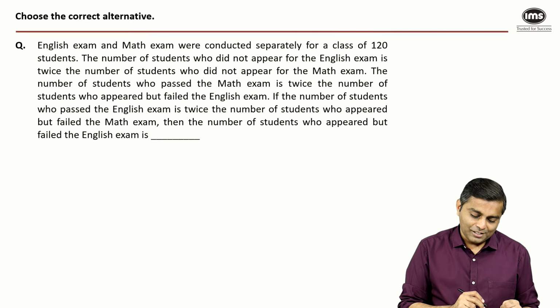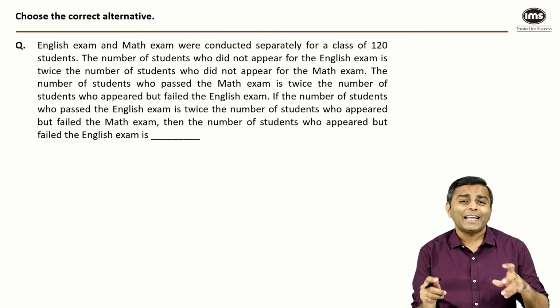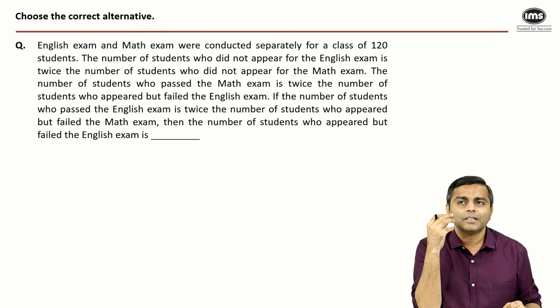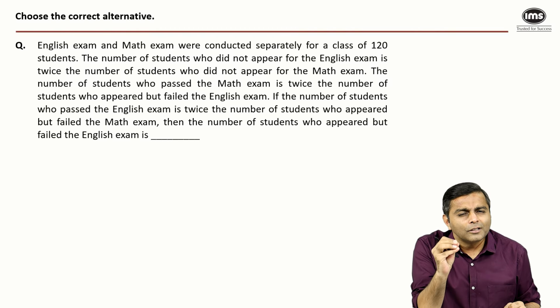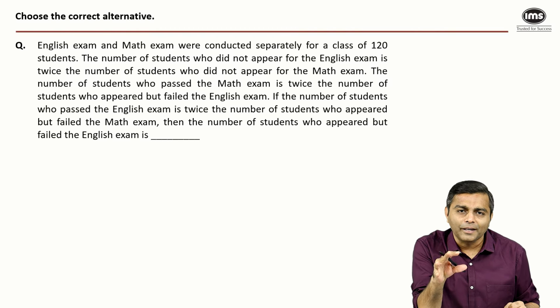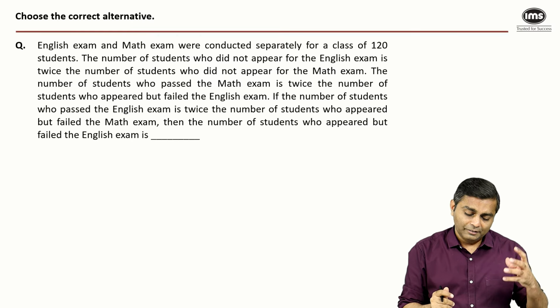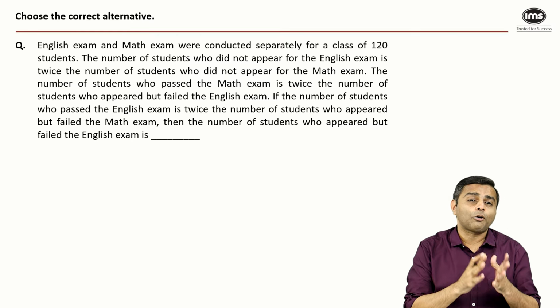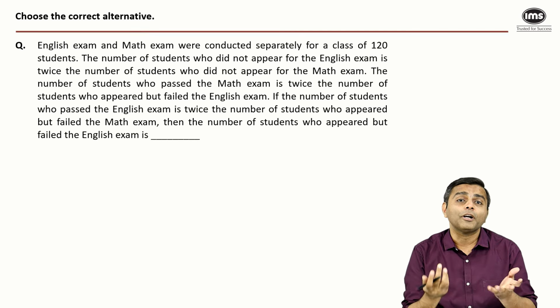Moving on to the next question now. English and math exam were conducted separately for 120 students. Again, this question is a pain to read and interpret. Once you pass that initial pain, the question is actually not very, very difficult. If you read the question, you'll realize that they're talking about English and maths. They're talking about people who passed, people who failed, people who did not appear at all.